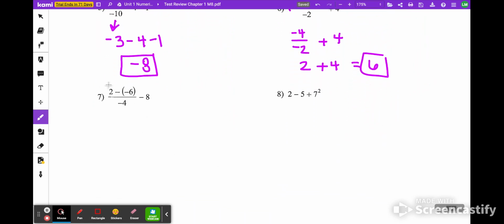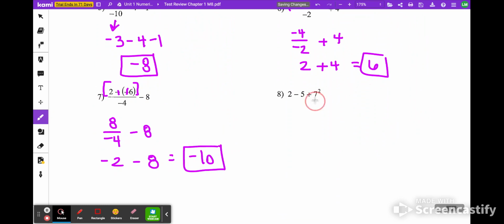For number 7, again, focusing on this top portion first. 2 minus negative 6 means 2 plus 6, which is 8. So we have 8 over negative 4 minus 8. 8 over negative 4 is equal to negative 2, and then negative 2 minus 8 is equal to negative 10.